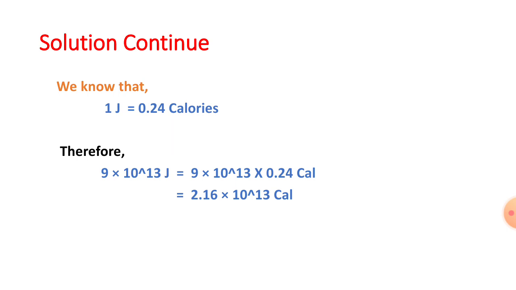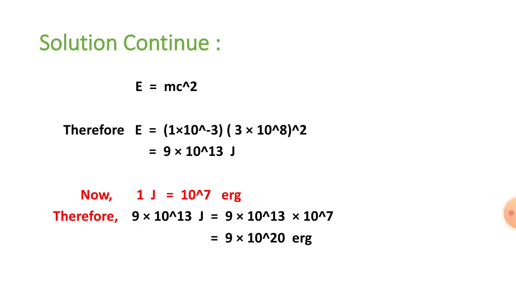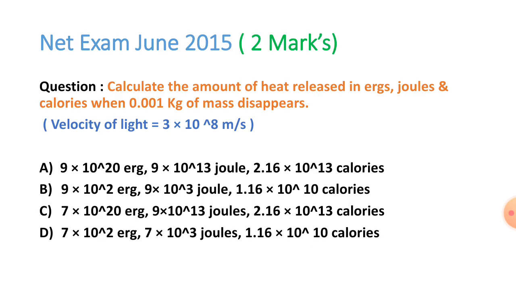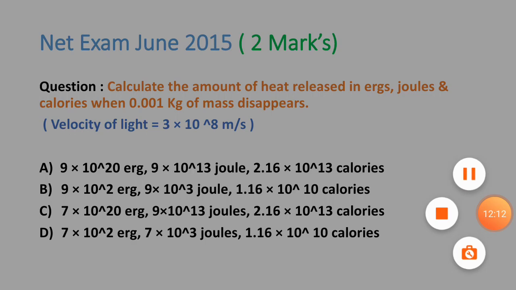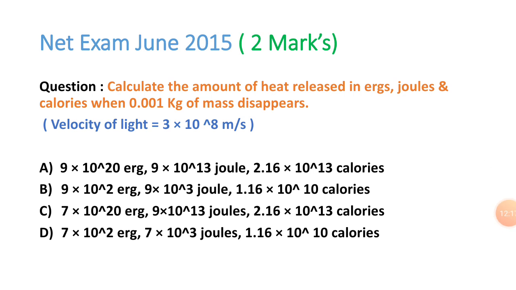So let's see one by one. In calories we have got 2.16 into 10 raised to the power 13 calories, in erg we have got 9 into 10 raised to 20 erg, and in joule we have got 9 into 10 raised to the power 13 joule. So let's take the correct answer. The first option is 9 into 10 raised to 20 erg, which is correct. The second is 9 into 10 raised to 13 joule, that is also correct. And the third is 2.16 into 10 raised to 13 calories. All right, so the first option is correct for this question.